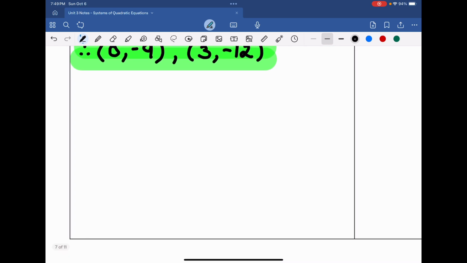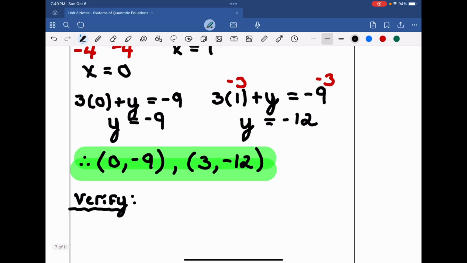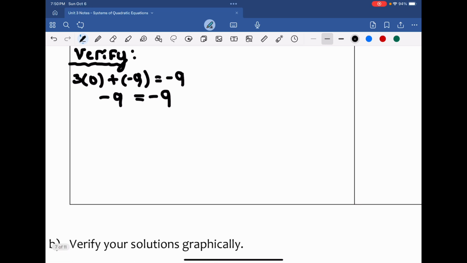This might require a bit of room, so I'm going to try to make this as neat as possible. So to verify, first and foremost, I'm going to take that original equation, the 3x plus y equals -9, and sub in both of these. So it's 3 times 0, and then plus our -9 is equal to -9. Yes, this will wipe out. 3 times 0 is 0, -9 stays, and this is -9 equals -9. Hey, look at that, verified, perfect.